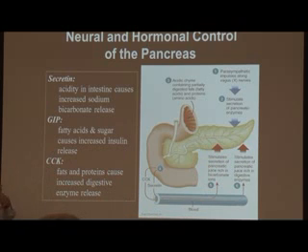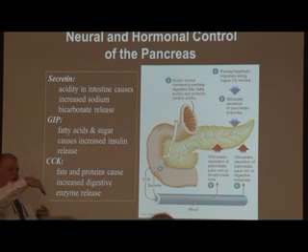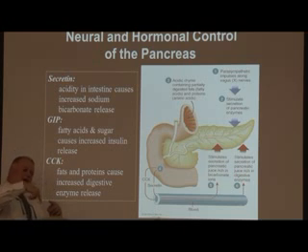So if we're just looking at the relationship between the pancreas and the small intestine, then what secretin does is increase the production of sodium bicarbonate. So it causes you to increase more buffer. As chyme enters your small intestine from your stomach, the pH in the small intestine drops, and that triggers the release of secretin, which causes the pancreas to release more bicarbonate to create the buffer system.